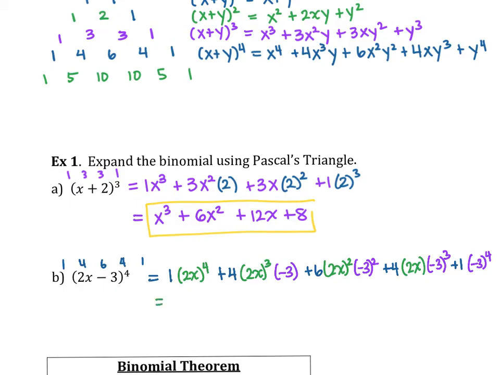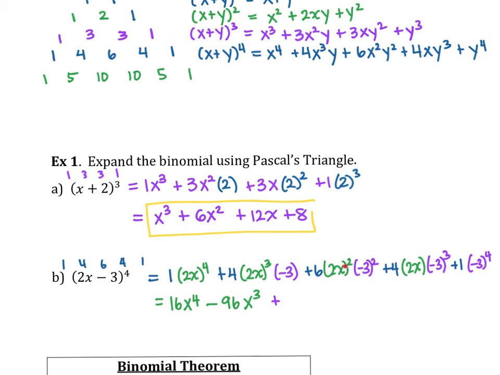Okay, 2x quantity to the fourth. 2 to the fourth is 16, so this is 16x to the fourth. Okay, 2 to the third is 8. 8 times 4 is 32. 32 times negative 3 is negative 96. X to the third. Okay, now let's go to the next one.